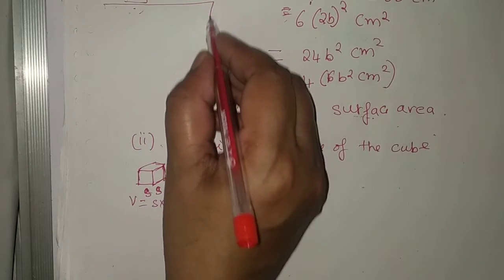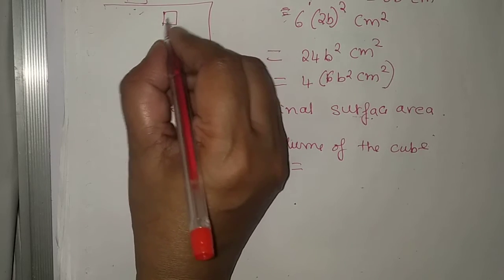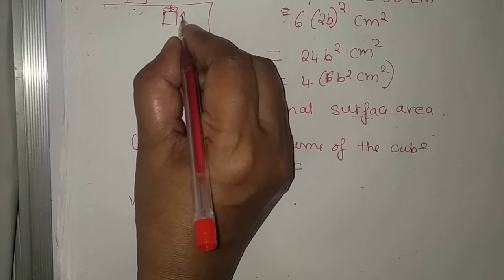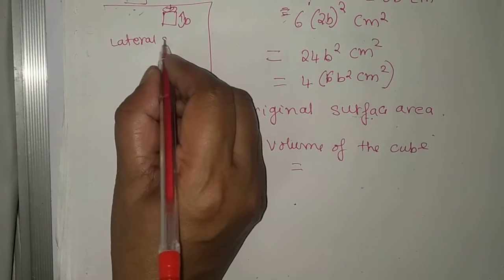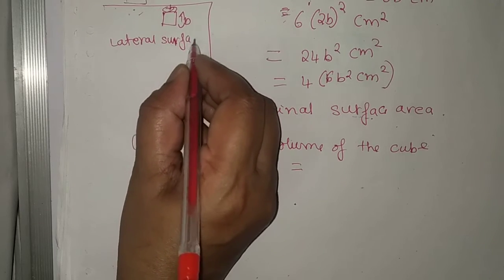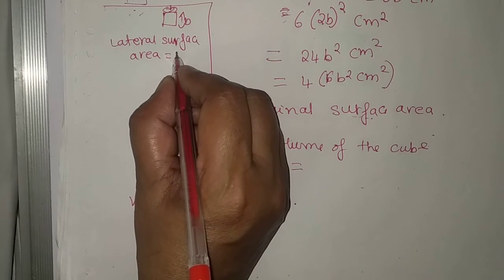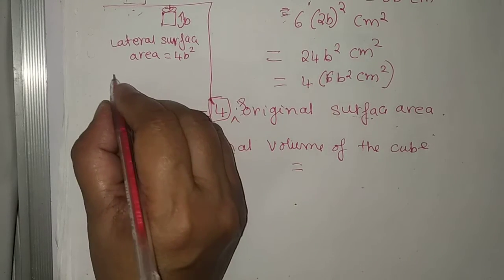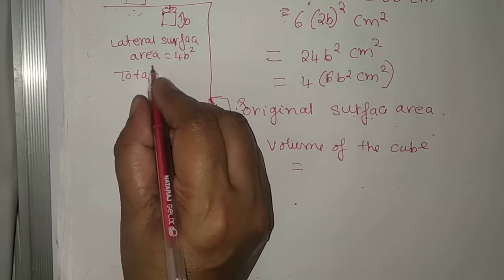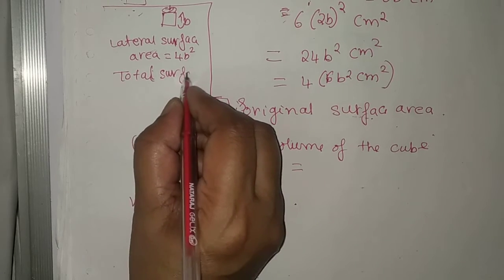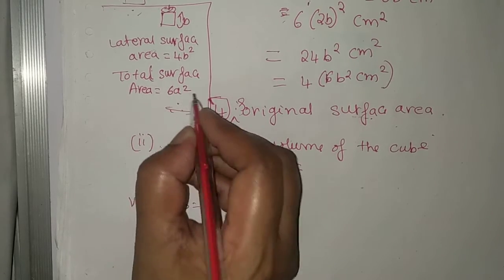So I'll write down a few points here. See here, the face means this is side b, this is side b. So the lateral surface area formula is given as 4b square. So this is the lateral surface area, 4b square. Total surface area will be equal to 6a square.